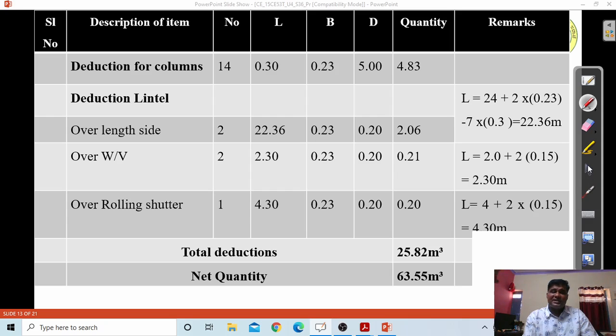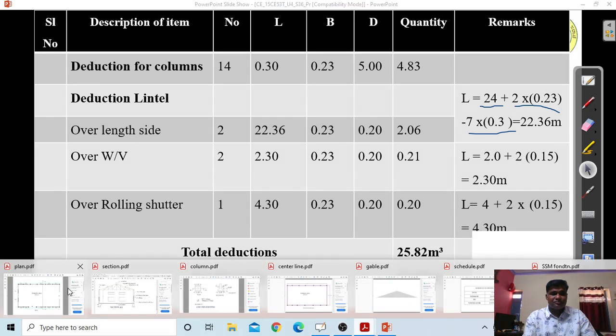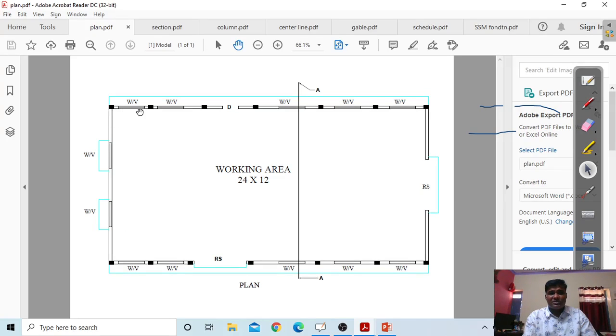Since there is a small gap left out after the opening, I am going to provide the lintel between the internal faces of the column. So the internal dimension is 24 meter plus 2 into 0.23, the outer to outer length of the total length, minus the columns. There are 7 columns on the one side. You can see in the plan, there are 7 columns, 1 2 3 4 5 6 7.